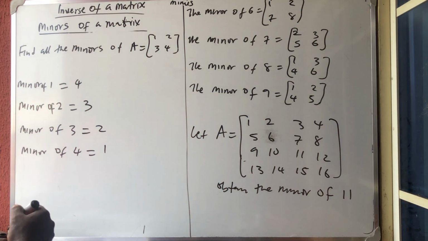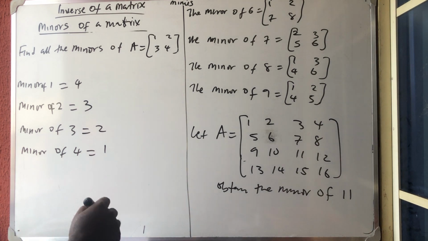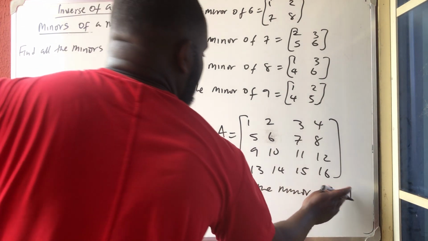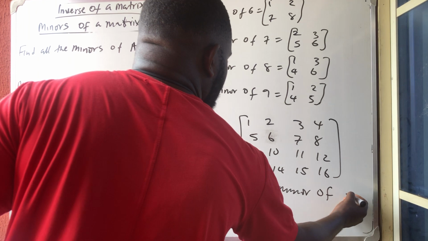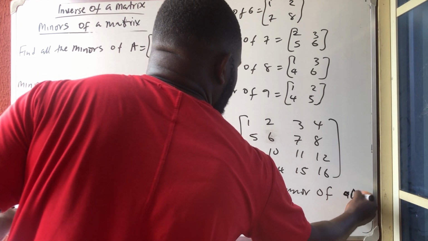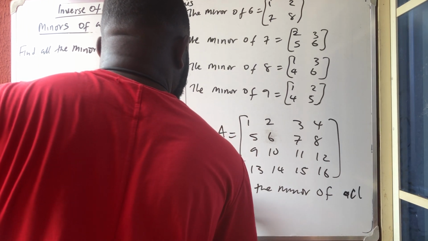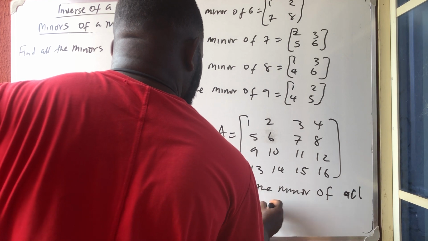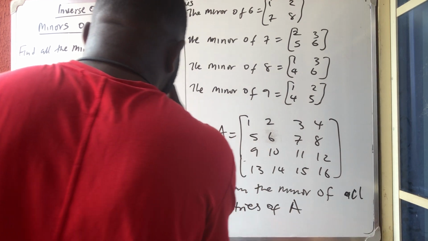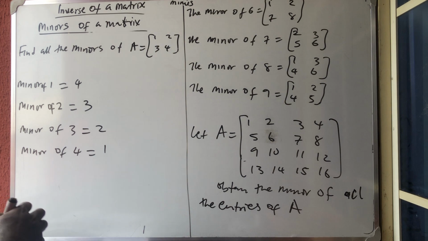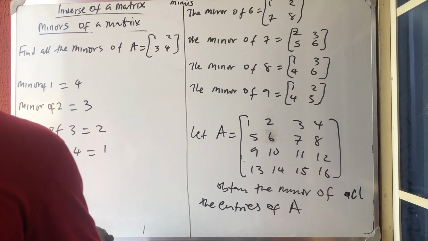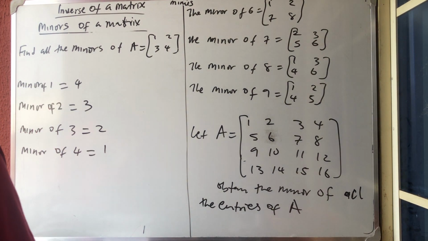Obtain the minor of 11, just the minor of 11, or just do everything so that you'll be familiar with it. Obtain the minors of all the entries of A. So you can do that and then you are good to go. If you can get it, you're okay.